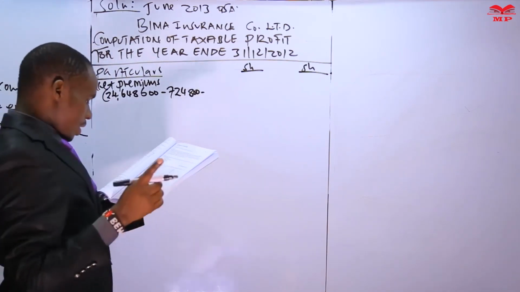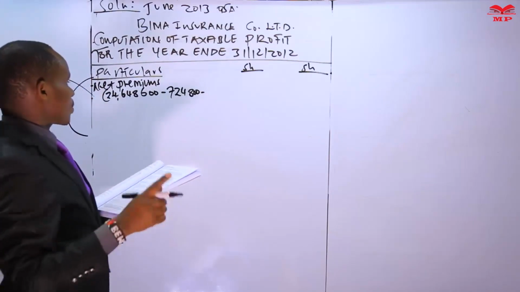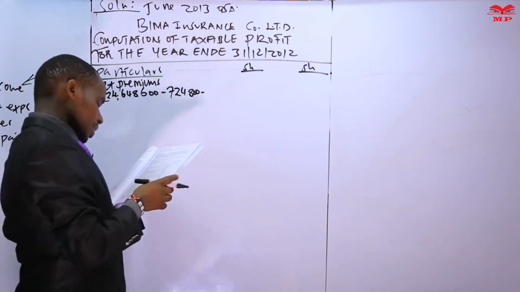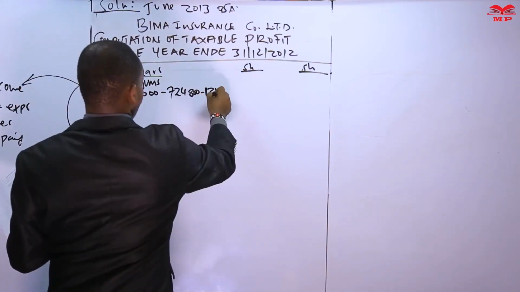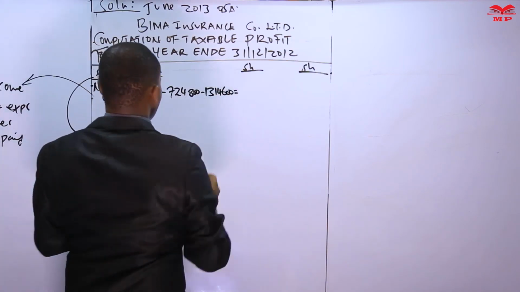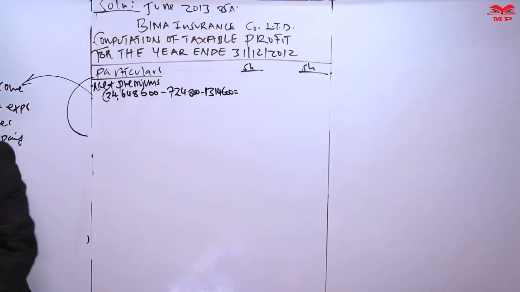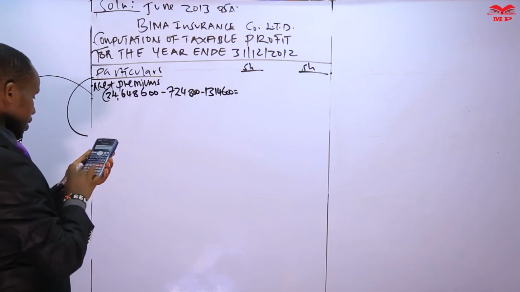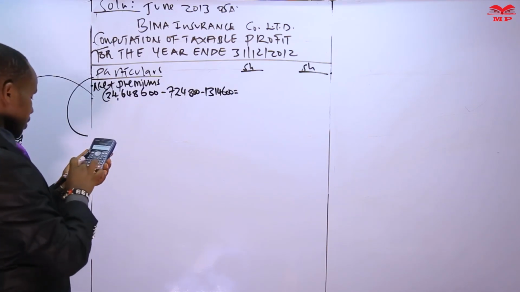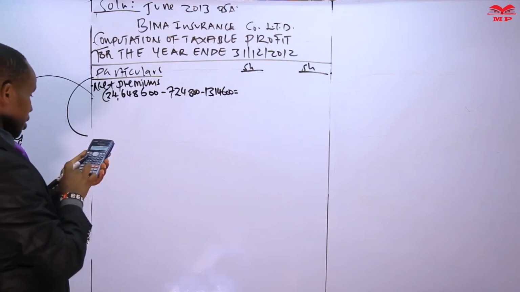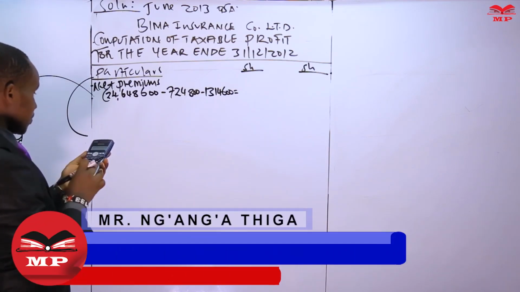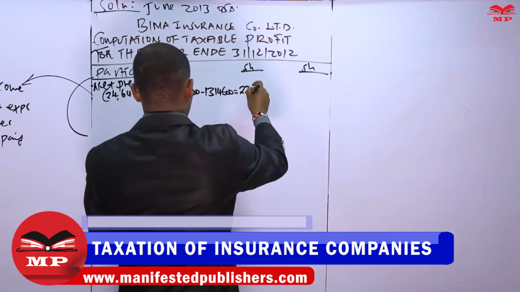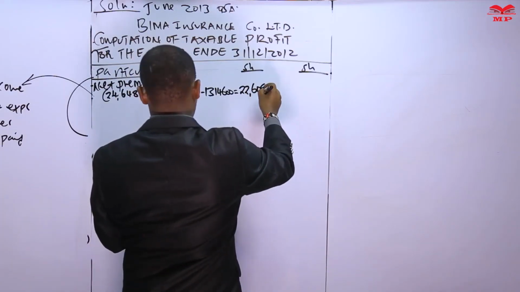And again also we have returned premium. This is premium that was returned to the policyholder, so it is also not part of the taxable income, which is 1,314,600. So the taxable income now will be 24,648,600 minus 724,800 minus 1,314,600. So we have 22,609,200.